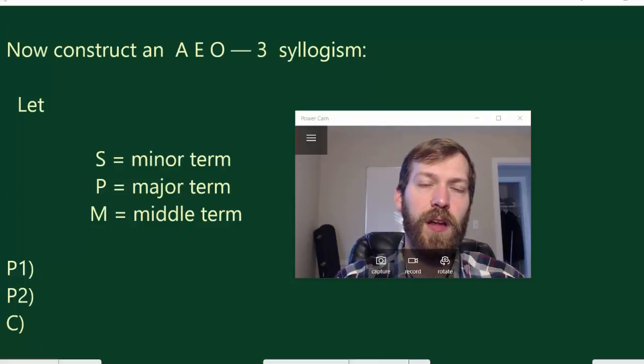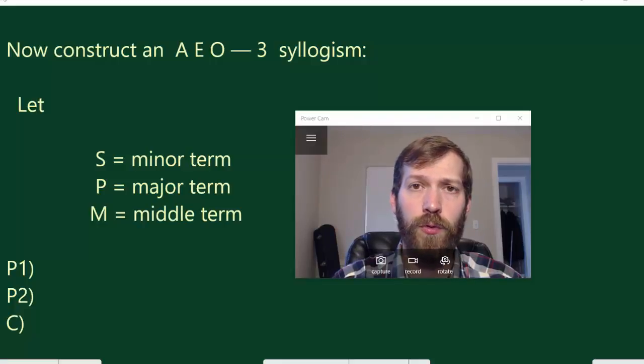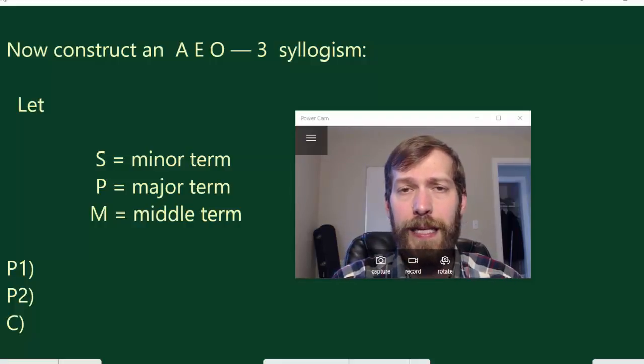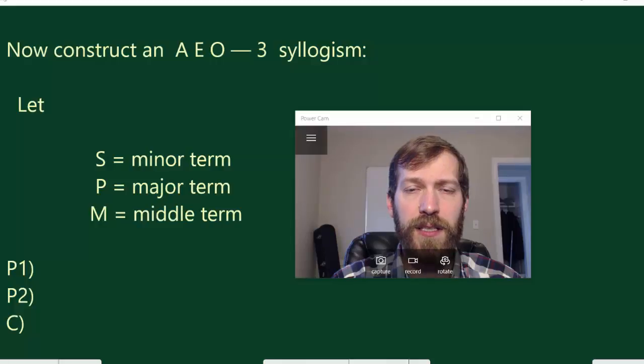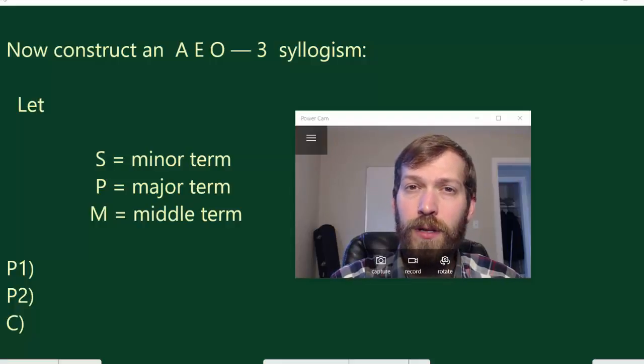We can also move in the other direction, where we first are given the mood and the figure of a categorical syllogism, and we can show what it would look like in its standard form. So if we're given the mood AEO in the figure 3, and we let S stand for the minor term, P stand for the major term, and M stand for the middle term, we can show what that categorical syllogism looks like in its standard form. So go ahead and try constructing that categorical syllogism given that information, and then I'll give you the correct answer.